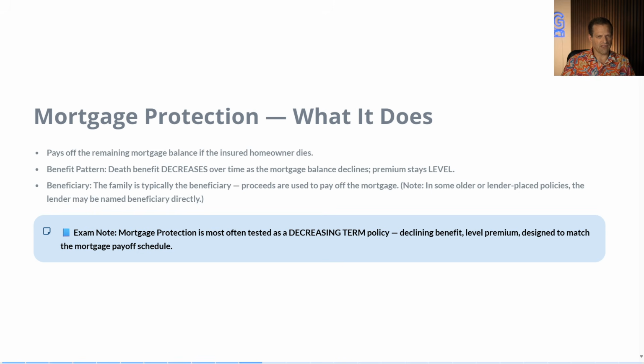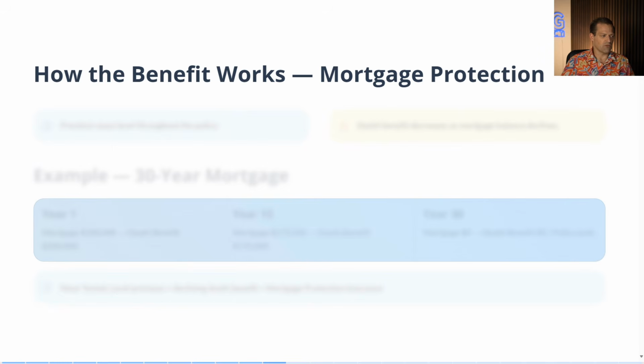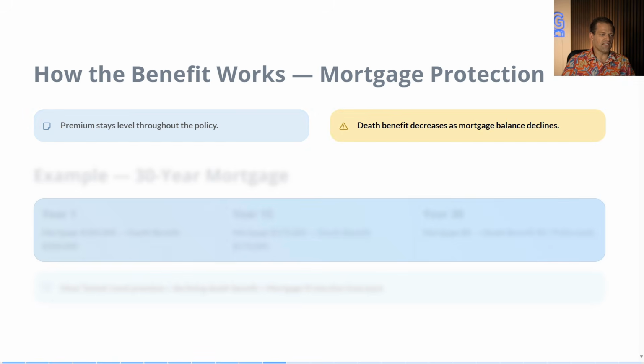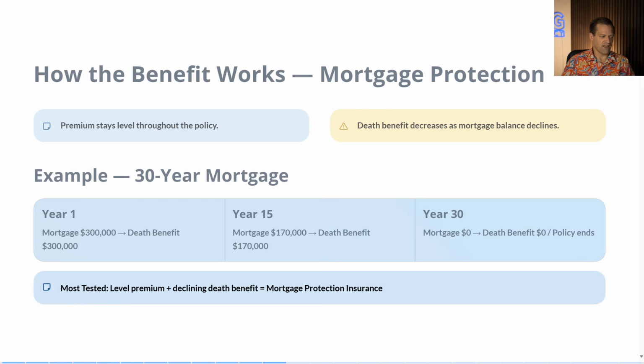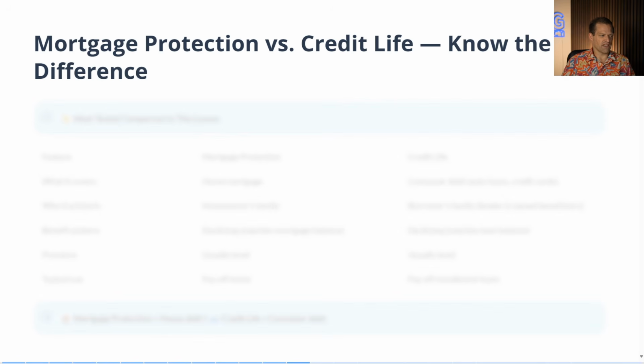Now, we say tested because in actuality, it's not sold this way anymore, but we're trying to pass an exam here. So answer decreasing term is what I would suggest. So how does it work? The premium stays level throughout the policy. The death benefit decreases as the mortgage balance declines. So you have a 30-year mortgage for $300,000. By year 15, it's $170,000. By year 30, it's $0, and the policy ends. So level premium plus declining death benefit is mortgage protection.